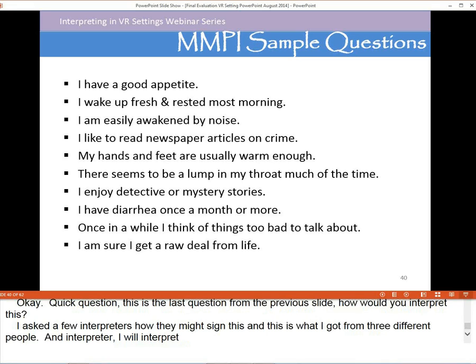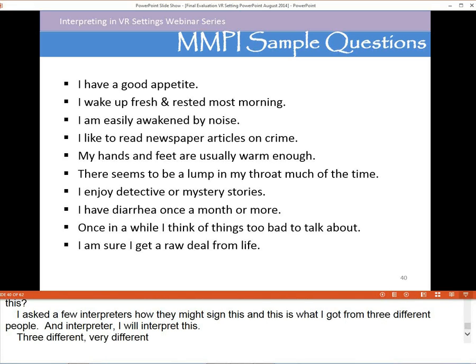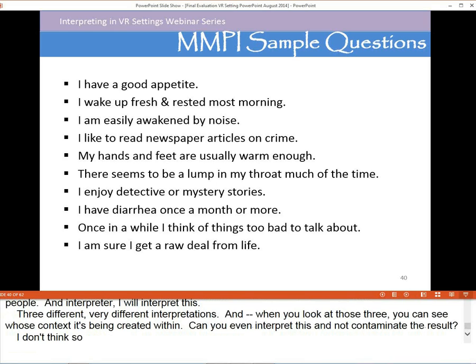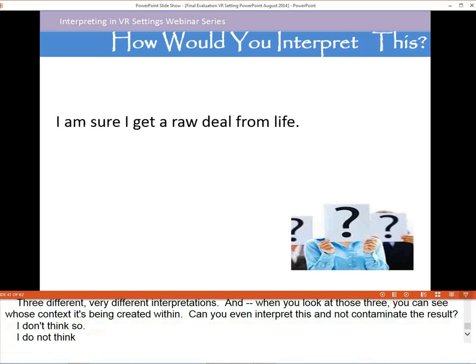Three different, very different interpretations. And when you look at those three, you can see whose context it's being created within. Can you even interpret this and not contaminate the result? I don't think so. I do not think so. Next slide. And if you want to give comments, please do. But let's move on to IQ testing.